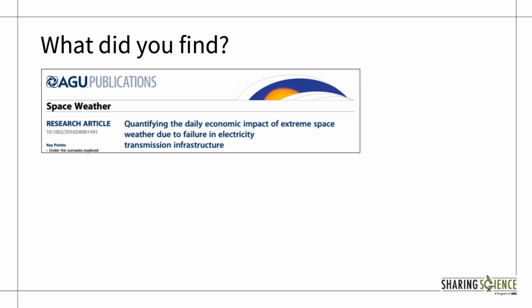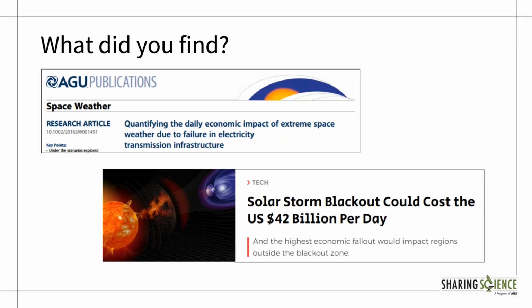It's really important to think about what it's about, obviously, but what did you find? What is your actual message trying to get across? So this is a title for an AGU pub: quantifying the daily economic impact of extreme space weather due to failure in electricity transmission infrastructure. We actually have a plain language headline for this publication. So what is the study actually talking about? Well, it's talking about money, and it's talking about the effects of solar storms.